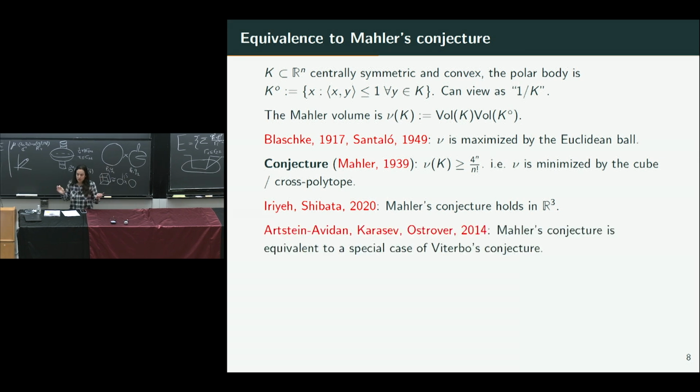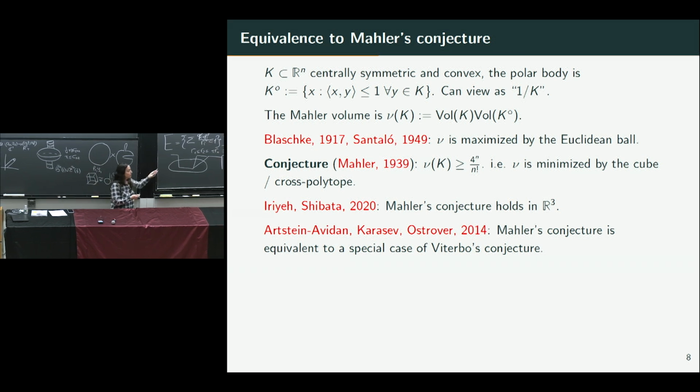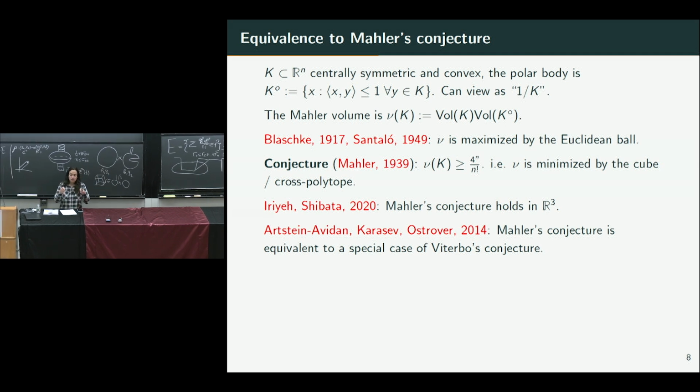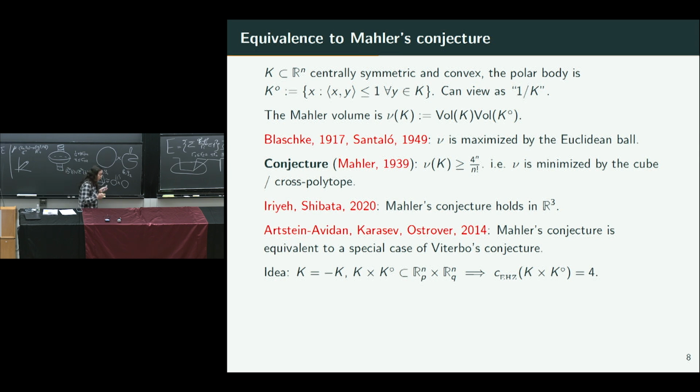And why I'm telling you about this is because the Viterbo conjecture could imply the Mahler conjecture. More specifically, the Mahler conjecture is in fact equivalent to a special case of the Viterbo conjecture, where the idea behind this is if we take some centrally symmetric K and we look at their Lagrangian product, meaning when K is now in R^p and K polar is in R^q, then the minimal action of this type of domain is always 4, regardless of the choice of K.